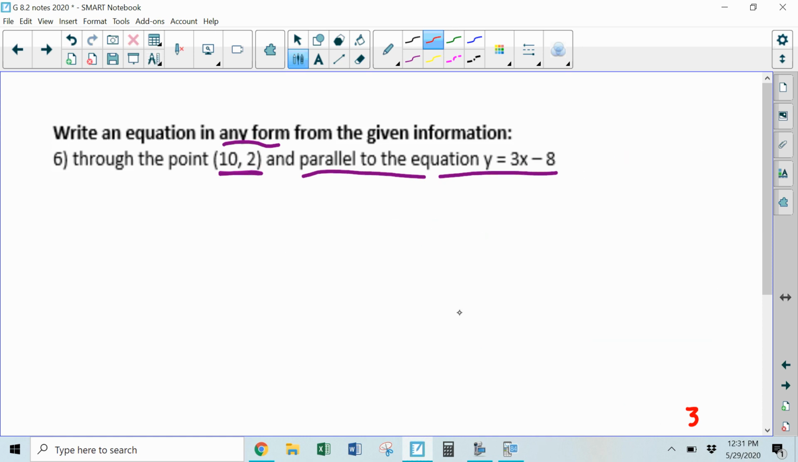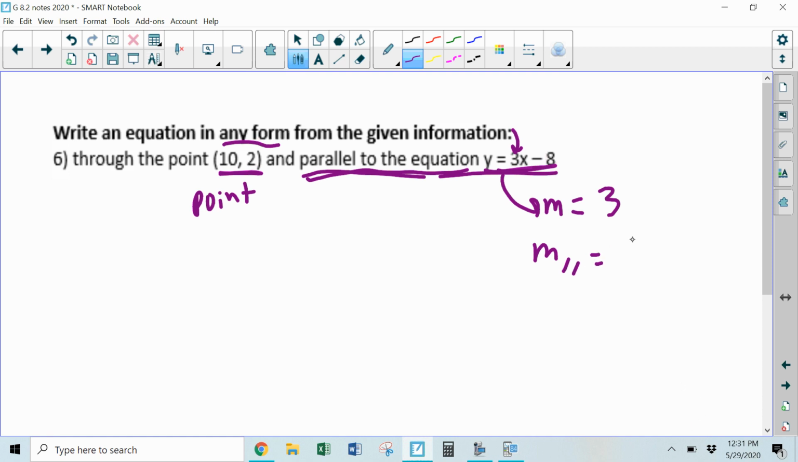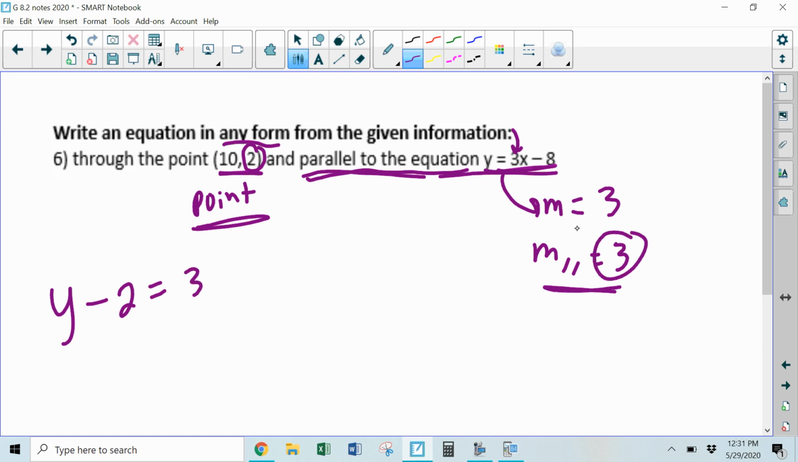So here we have a point, and we know it's parallel to the slope of this line. So what's the slope of this line? 3. What's the slope of a line parallel? Well, parallel means they have the same slope, so also 3. So now I have a point and a slope. So we're going to do point slope form. Y minus y equals m x minus x.